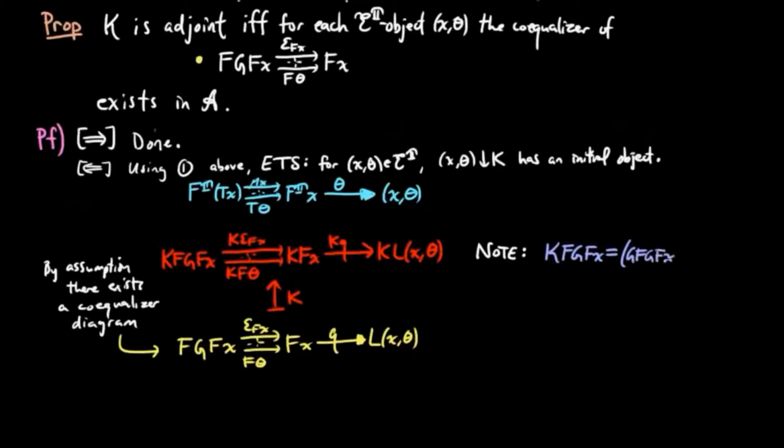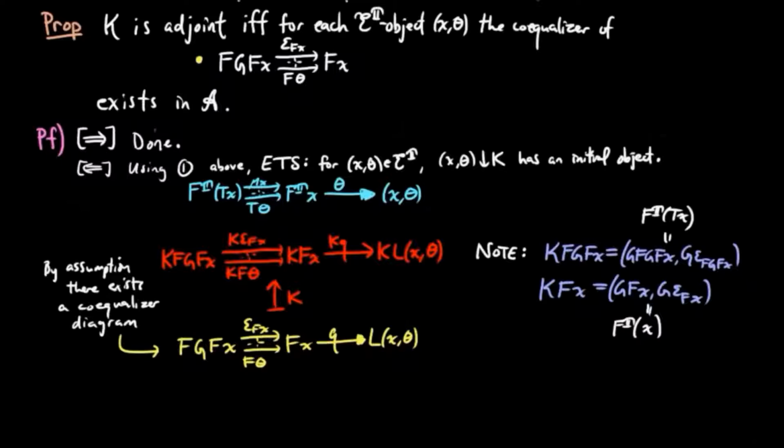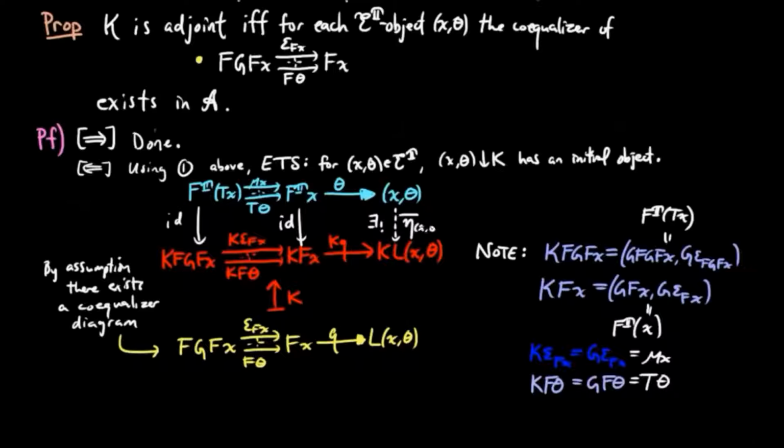red diagram, KFGFX and KFX, are equal to FTTX and FTX by definitions of K and FT, and the morphisms K-epsilon-FX is G-epsilon-FX, which is the multiplication of the monad mu-x, and K-F-theta is G-F-theta, which is T-theta. Therefore, the light blue and red parallel pairs of morphisms are equal. Thus, by the universal mapping property of x-theta as the coequalizer of mu-x and T-theta, there is a unique factorization eta bar x theta from x theta to KL x theta.